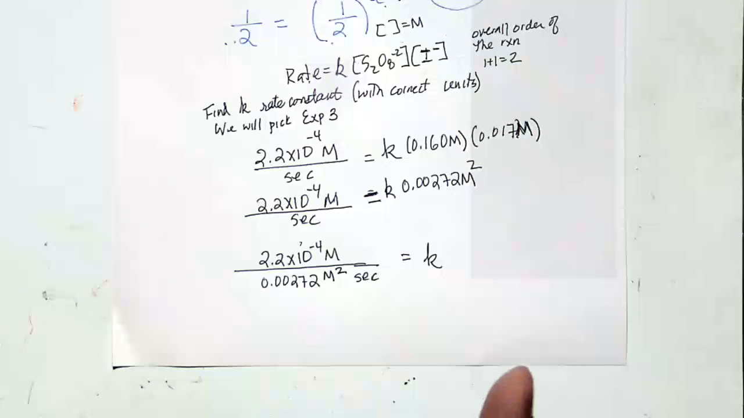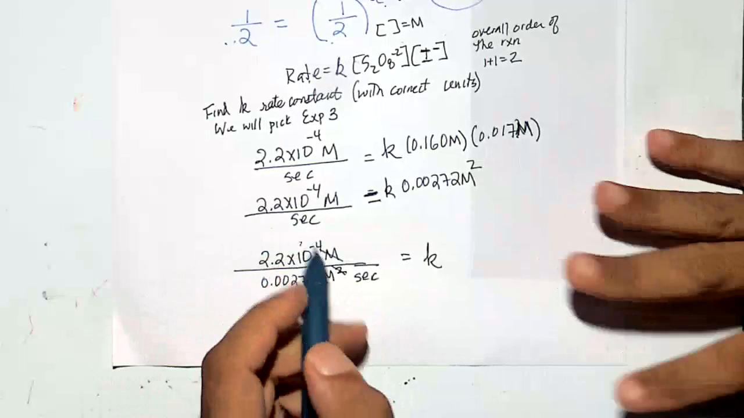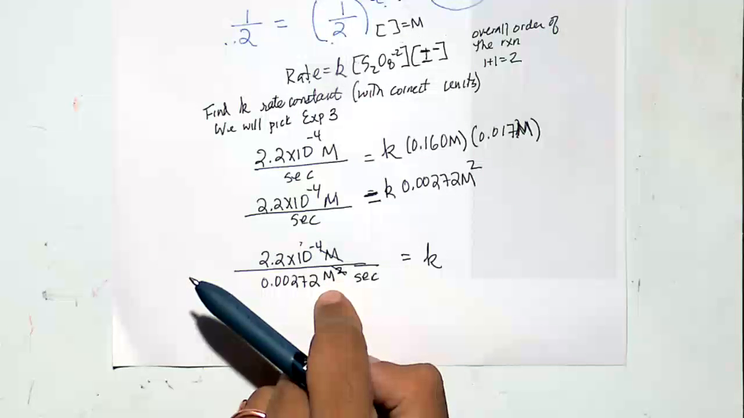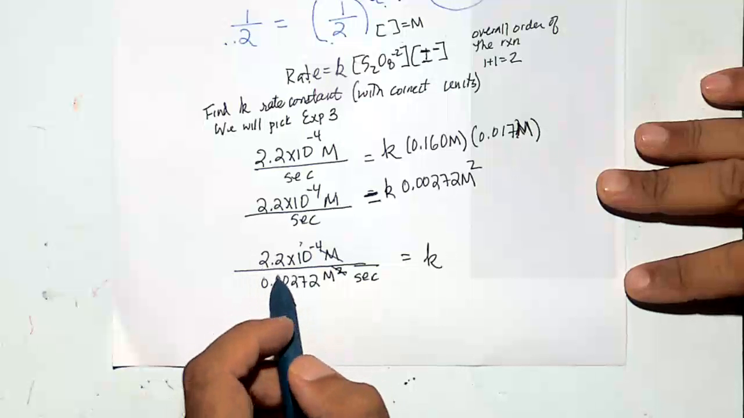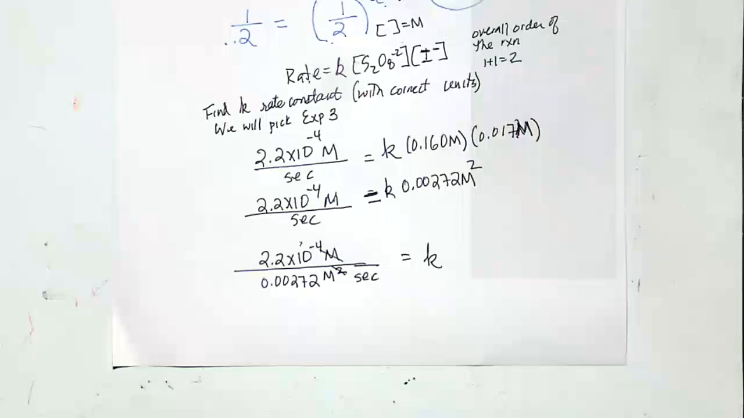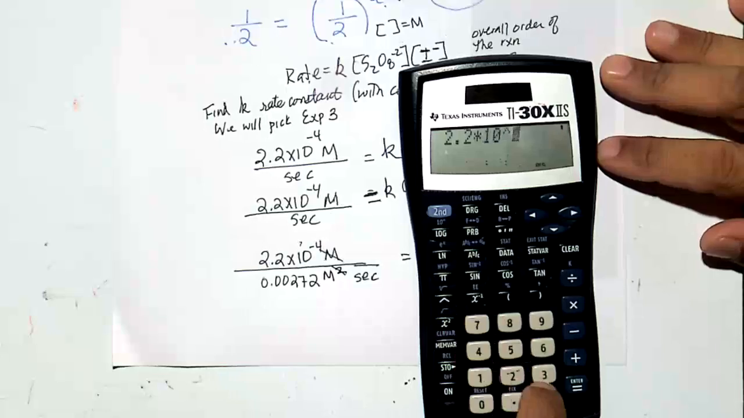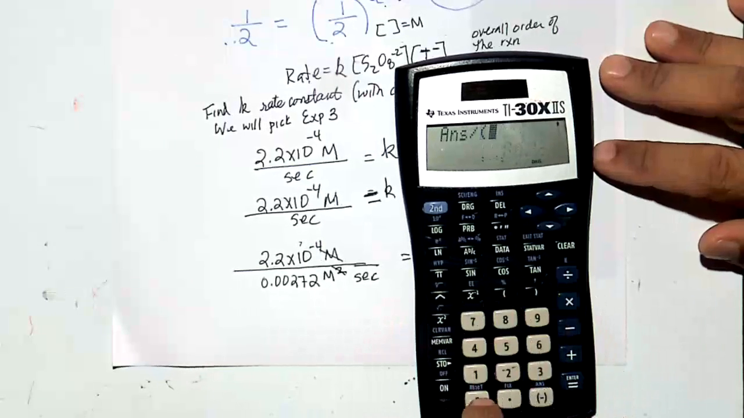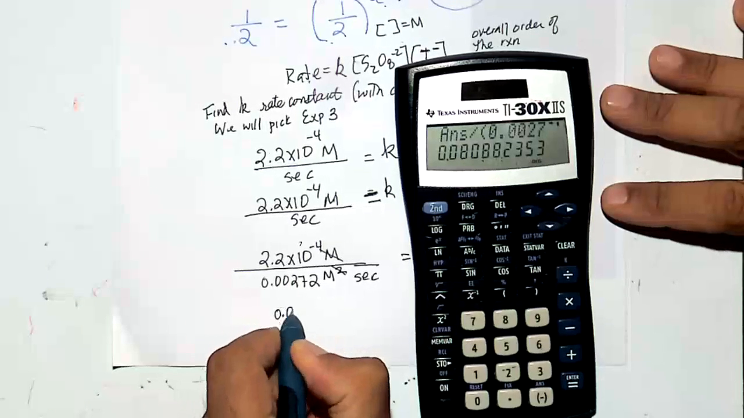Okay, everyone see this with me here for a second? The units. One of these M's will cancel out with one of these M's. What am I left with in the denominator? M. And what else? Times seconds. So what's 2.2 times 10 to the minus 4 divided by 0.00272? What do we see? 0.081.